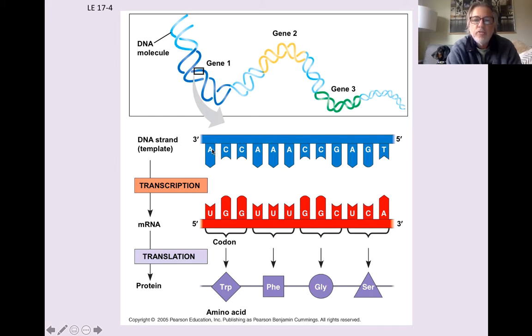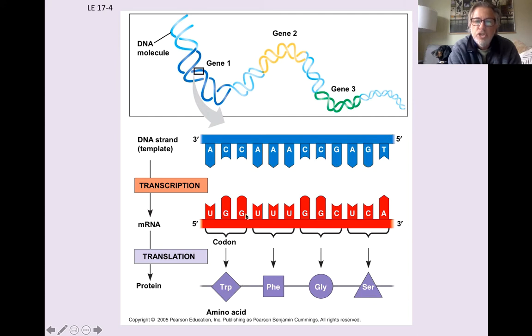And during transcription, they're going to be turned into their complementary nucleotides, but they're going to be ribonucleotides, not deoxyribonucleotides. So they're going to be RNA. U, G, G, because U is complementary to A, G is complementary to C, G is complementary to C, U, U, U, G, G, C, U, C, A. And then that mRNA will travel to a ribosome in the cytoplasm and translation will occur.